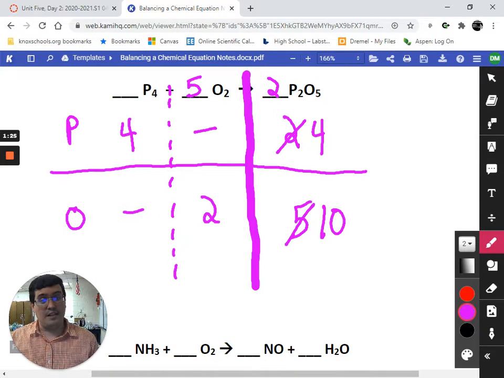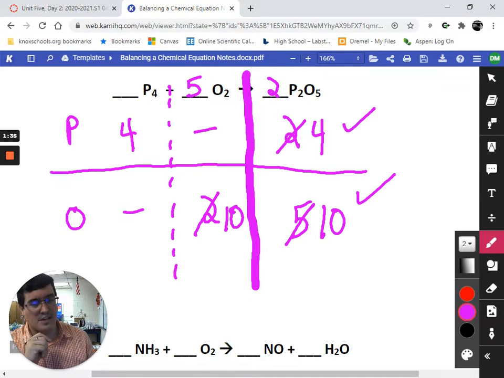That's it. Everything's good. This will now go to 10 oxygens. And now we've got 4 to 4, check. 10 to 10, check. Looks like a difficult problem, but once you break it down piece by piece, it's actually fairly simple.